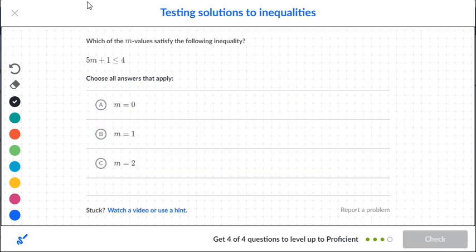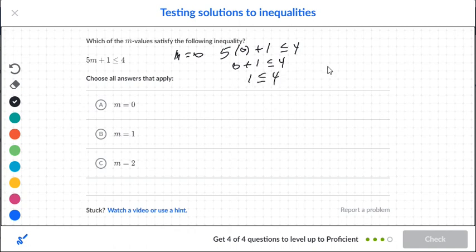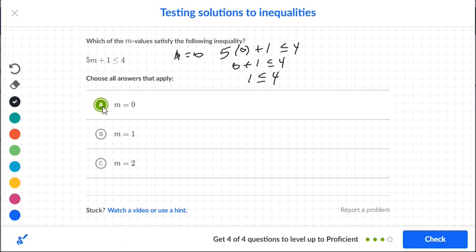Okay, next one, we have letter M. Let's say M is equal to 0. We're going to replace the M with 0, so 5 times 0 plus 1, and compare this to 4. So 0 plus 1, the inequality sign, and 4. What we end up with is that 4 is better than 1. Well, 4 is better than 1. That's true.